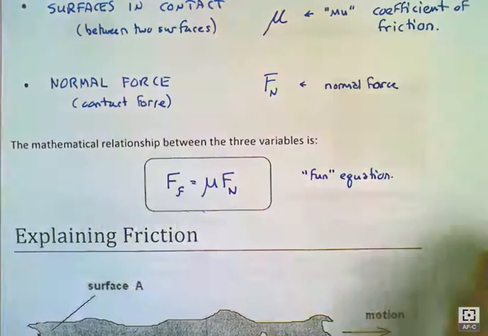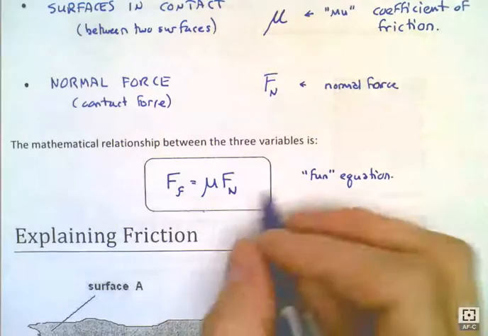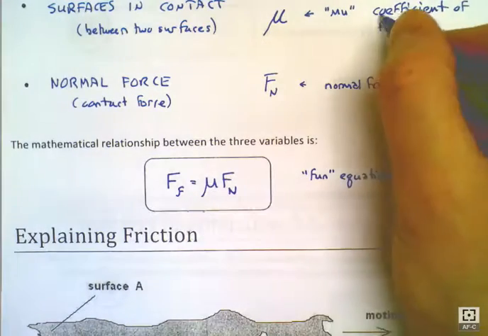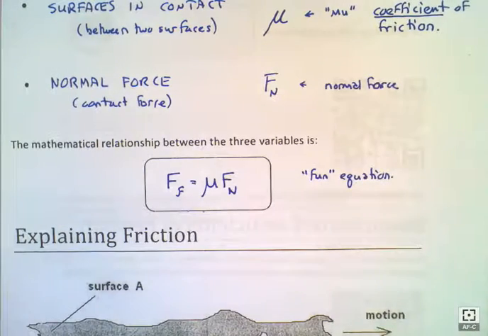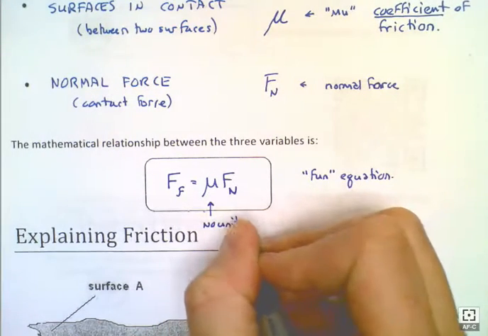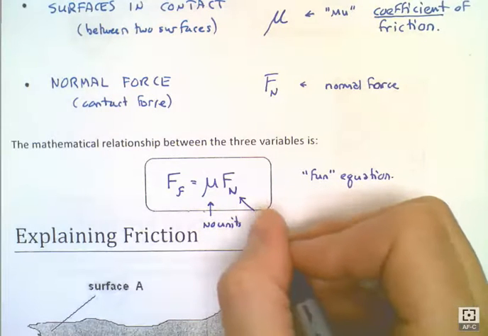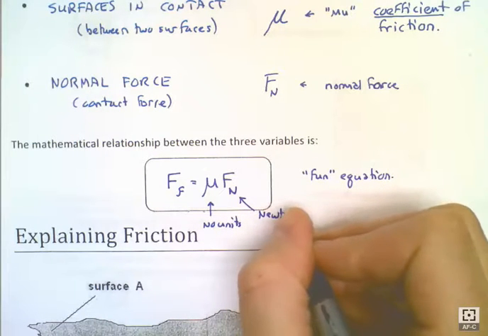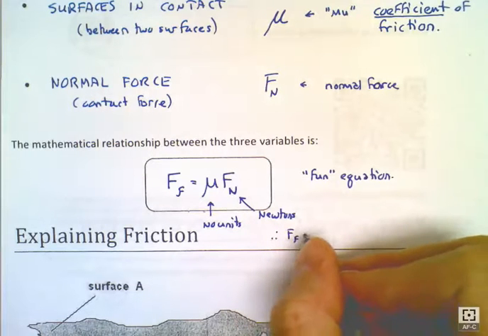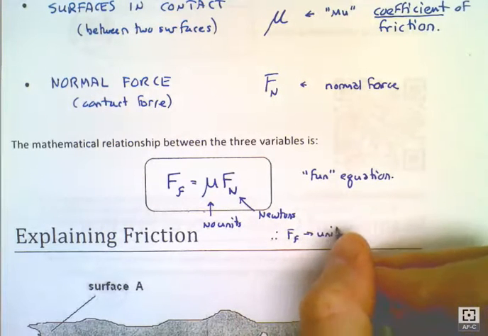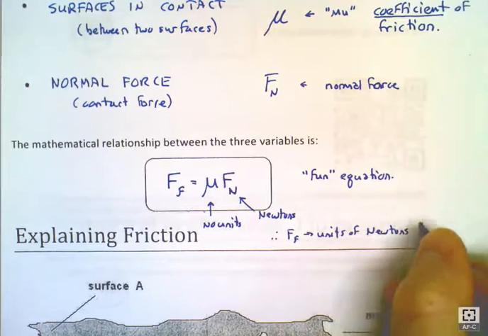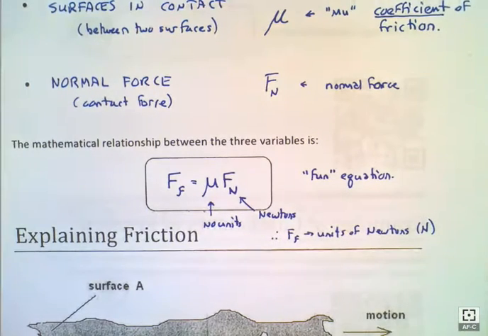And of course, it turns out that mu has no units whatsoever. It's a coefficient, and by definition, a coefficient has no units. And this has units of newtons. So clearly, the force of friction has units of newtons. Right? That just makes sense.